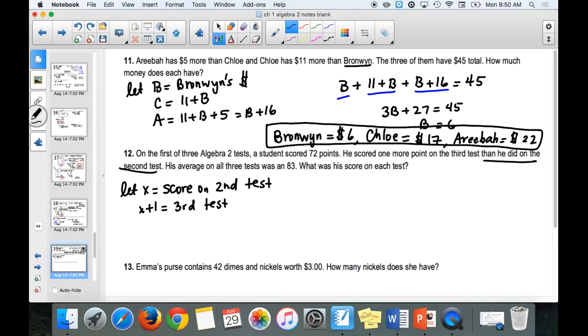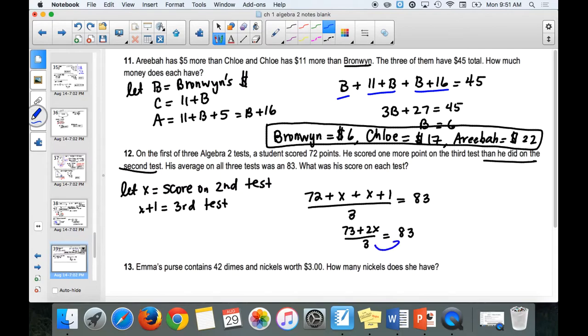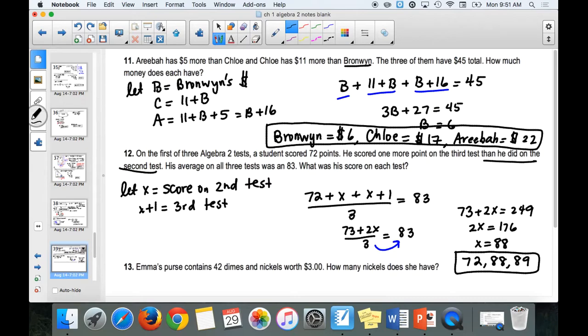And what do you get on the first test? 72, right? So we're going to say 72 plus x plus 1. And we want to average it to get 83. So what do I do to find an average? I'm going to divide all of that by 3, and that gives a total of 83. So I have 73 plus 2x over 3 equals 83. So I'm going to multiply the 3 over. So I have 83 times 3, so I get 249. And then I'm going to subtract the 73 out. So I get 176 and divide by 2. So I have 88. So what was his score on each test? The first one was a 72, the second one was 88, and the third one was 89. Okay, makes sense?